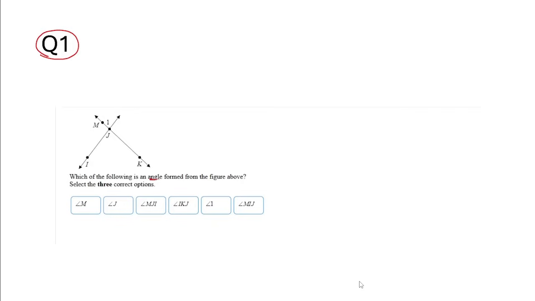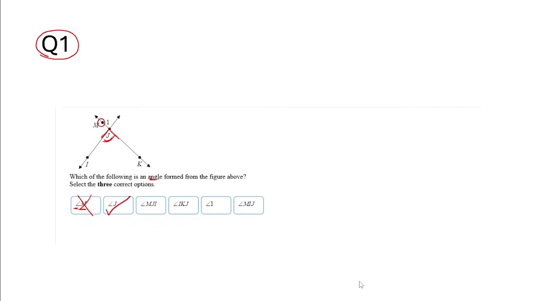Let's see option number 1. It's angle M. So let's go there and see. This is M. It's a point. It's not an angle, so this is not the right answer. Angle J. Angle J is the end point, and I have 2 rays. And this is the J. That means this is an angle.